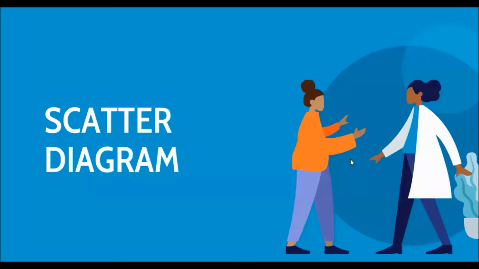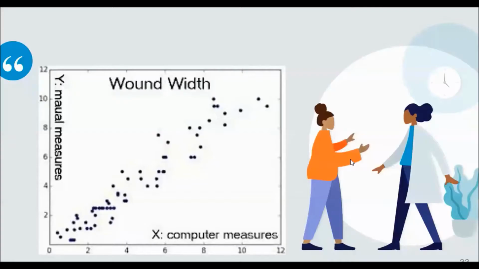Scatter diagram, to find the relation between what and what? The relation between the wound width. This was actually made under the quality nursing. Yes.